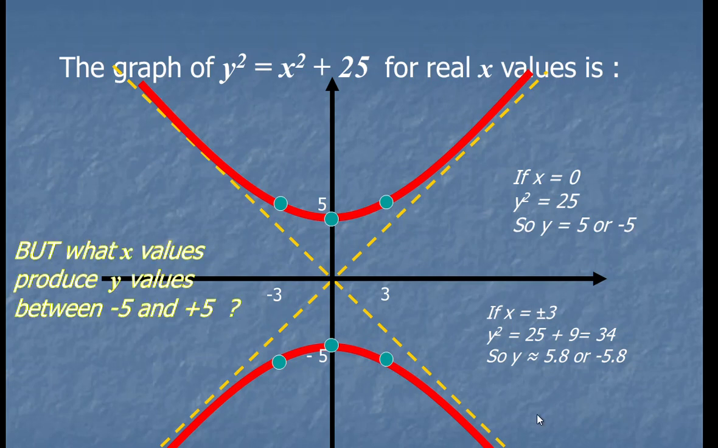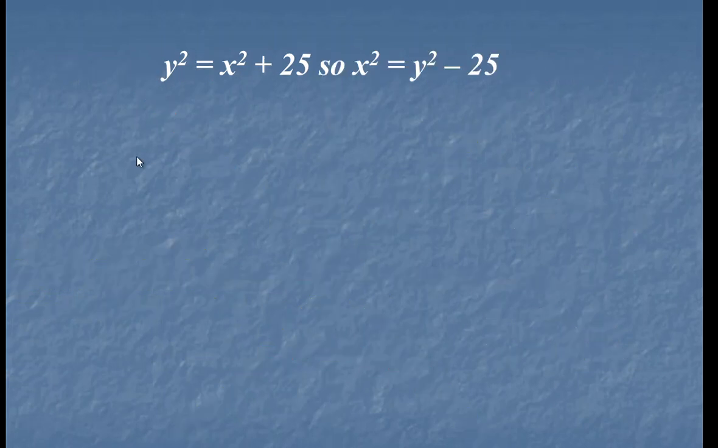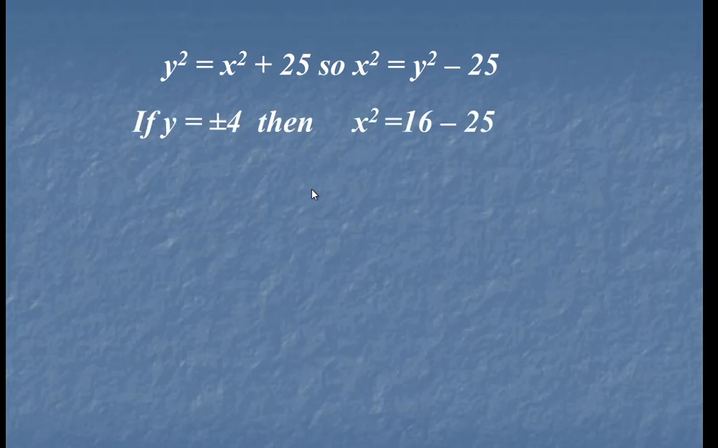Now the question is, what x values will produce y values between 5 and negative 5 in this space? So here is the equation. I'm going to change it so the subject is x squared. X squared equals y squared minus 25. Then, if y equals plus or minus 4, then x squared is 16 minus 25.